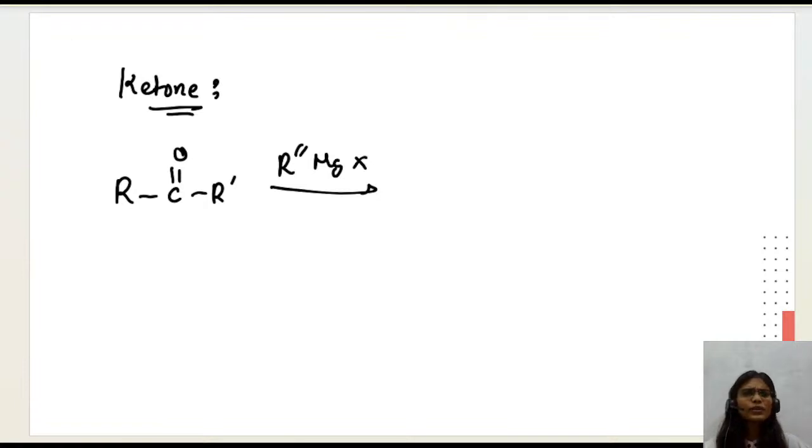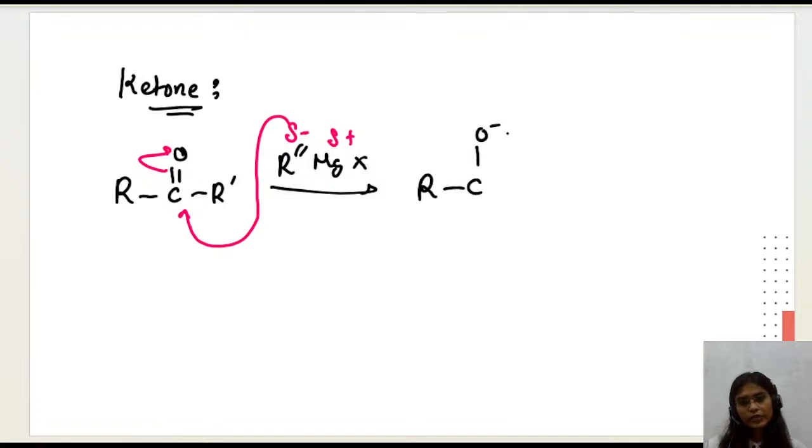Now the mechanism will remain the same, ditto, the same mechanism we just discussed. So this R is partially negative, this carbon is partially positive, and the negative simply attacks here, this bond opens up, and what we get is an O negative combined with MgX there, and this is R dash and this is R double dash. Yes, you can change the position; it's not that R has to be there. It can be changed, R dash, R double dash.